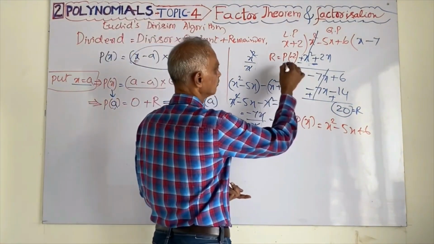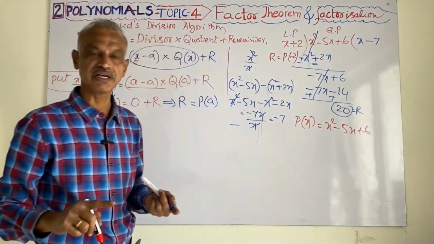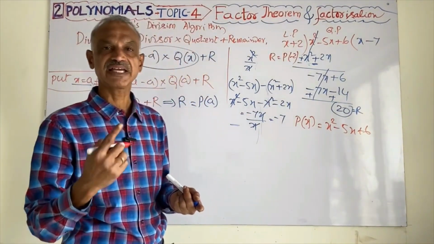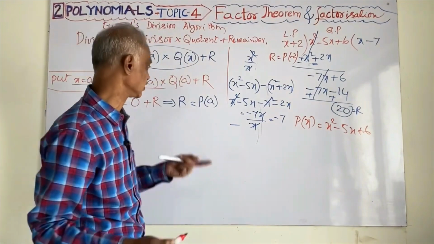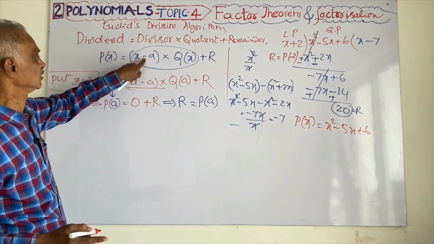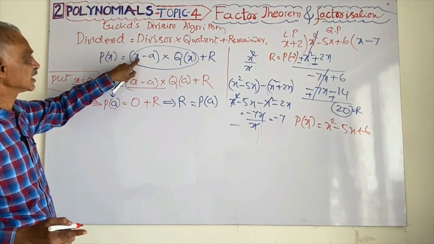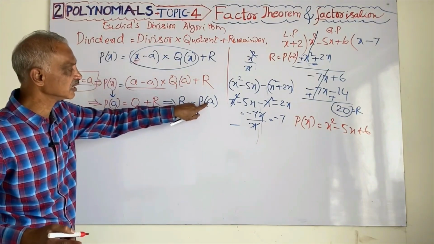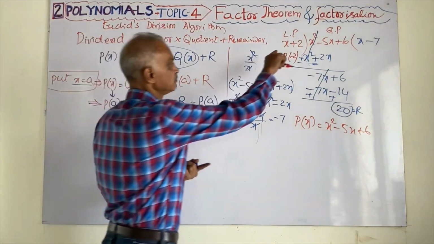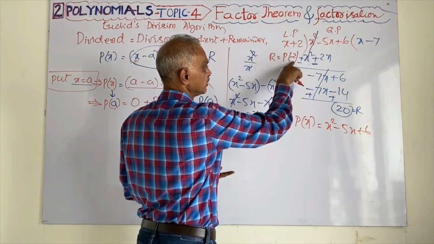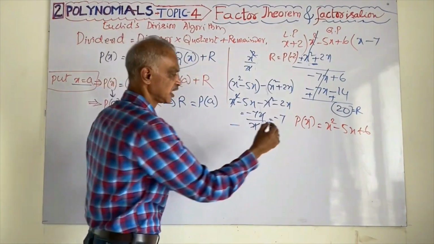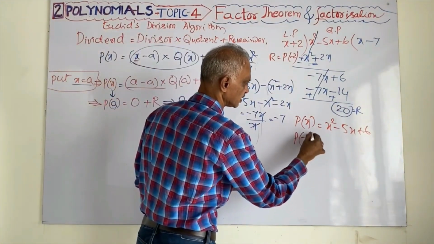Now you see, we are dividing P of x by x minus a. What is the remainder? P of a. If we divide it with x plus a, here you are getting minus a. I am dividing with x plus 2. What is the remainder? P of minus 2. I will substitute P of minus 2 here.